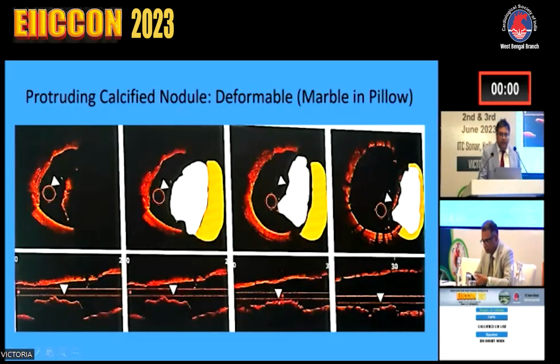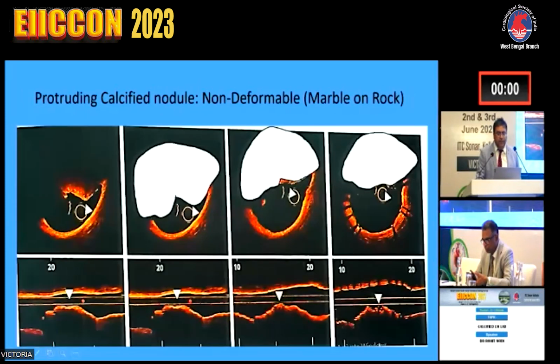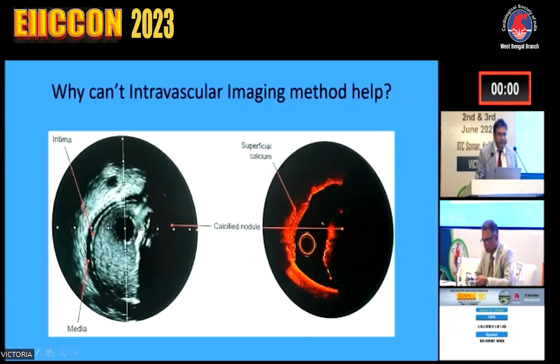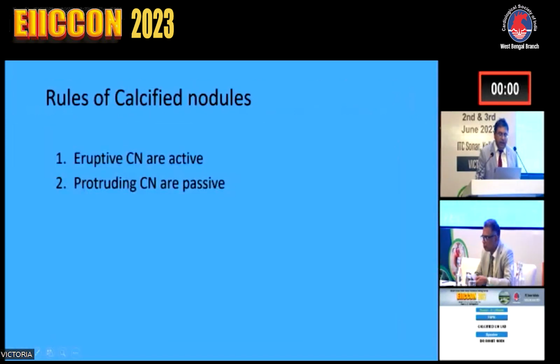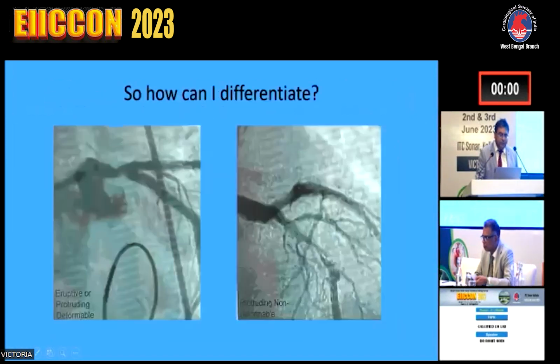That is called marble in pillow, or it can be a marble in rock. When we try to inflate such nodules, they will behave like a rock and not move. And why can't intravascular imaging methods help? You can see both the IVUS and OCT identifying the nodules. So how can we differentiate?